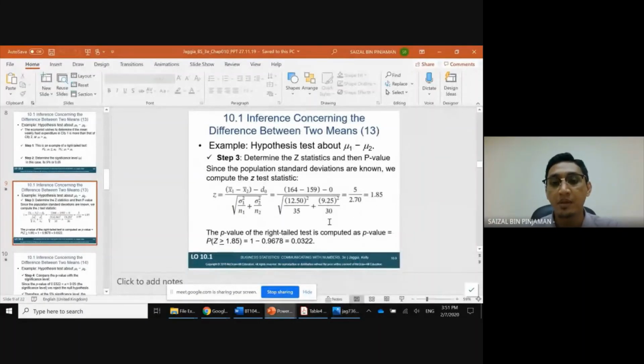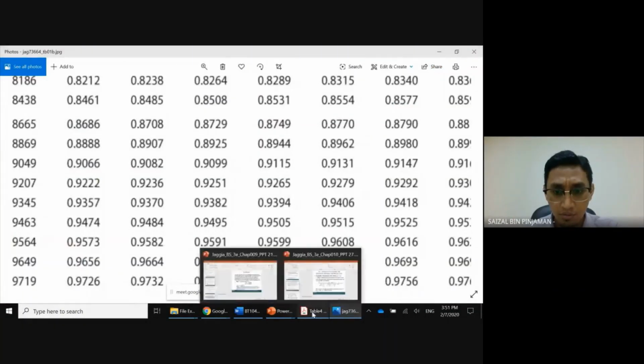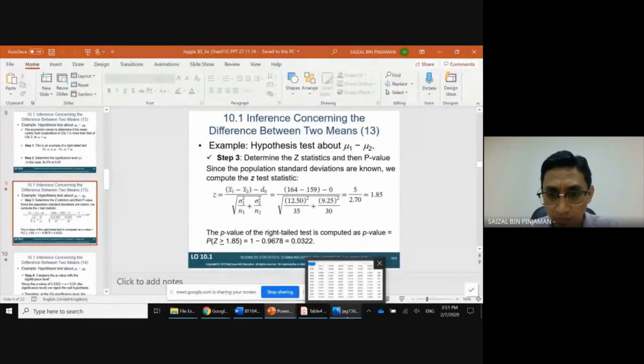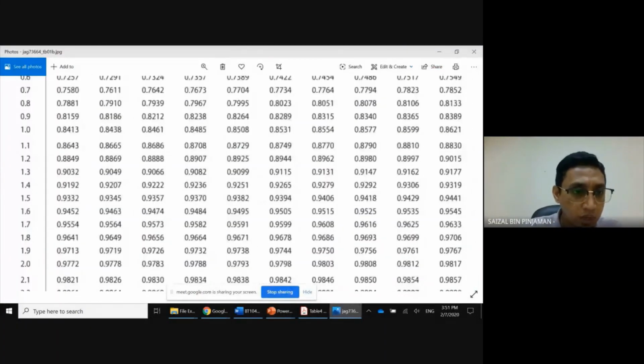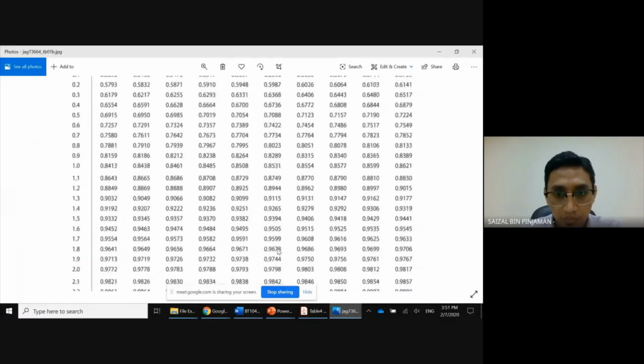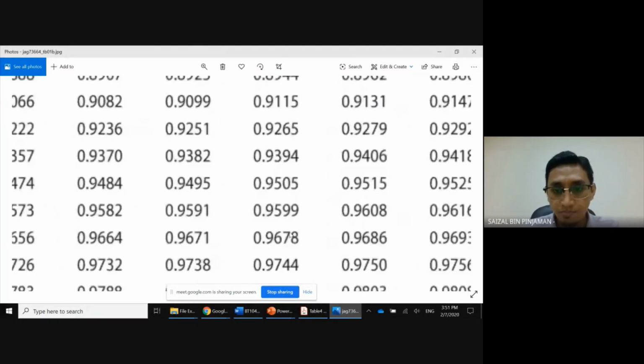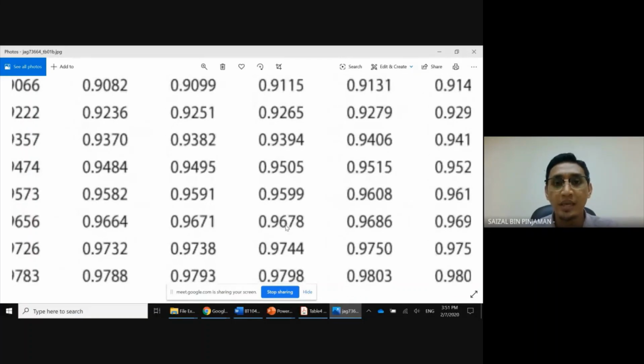So 1.67, how do I obtain 1.67? Perhaps I'm referring to a different one. Oh, sorry, yeah, 1.85. So this one, 1.85. So the probability when z is equal to 1.85 is 0.9678. 96.78% is the probability when z is equal to 1.85.